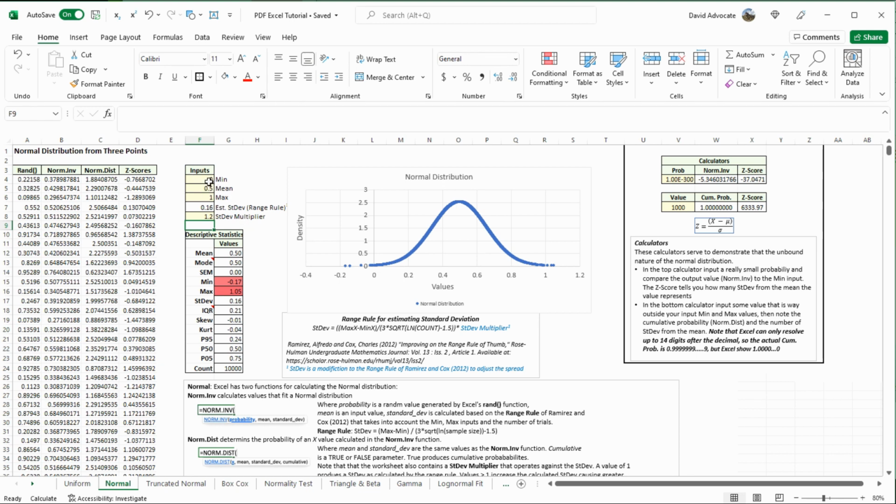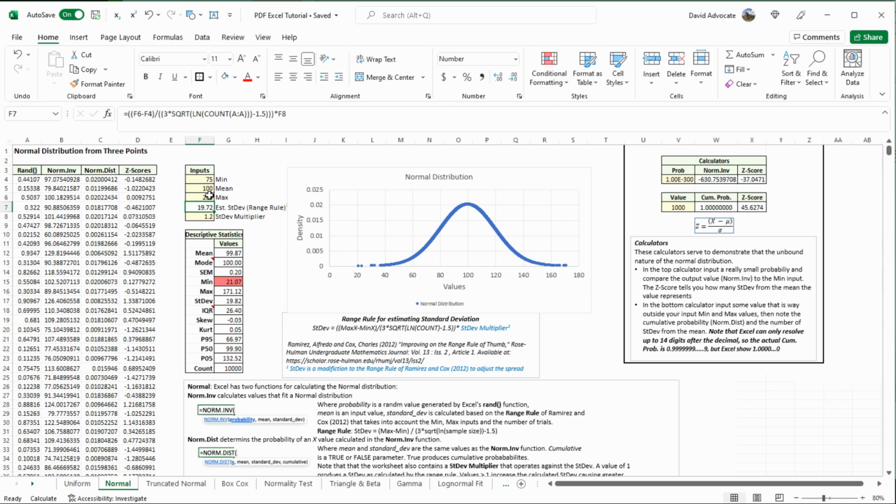Let's do one more trial. In this case, I'm going to make something asymmetrical. So we'll put our inputs in at 75, 100, and let's make the max 200. Shift F9, and you can see that it will calculate a symmetrical distribution with 100, but really it's nowhere close to what you want your distribution to be. So you really don't want to model asymmetric distributions with a normal distribution. In later videos, we'll discuss some of the tools that are available for modeling asymmetrical distributions, such as the triangle and beta distributions.